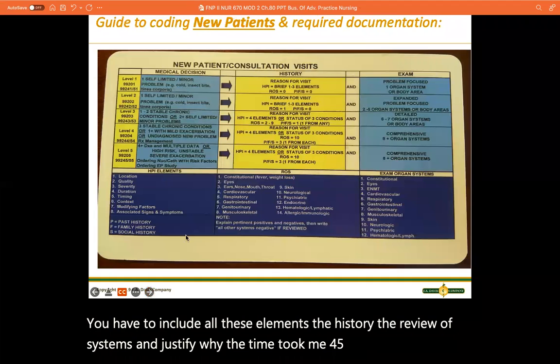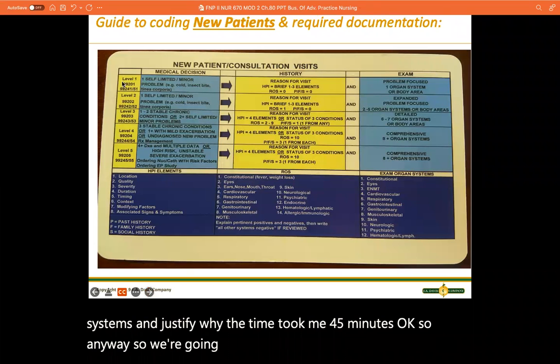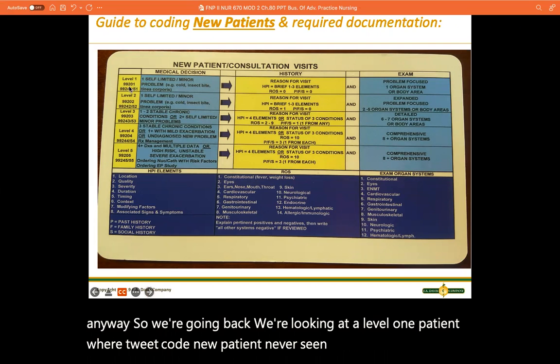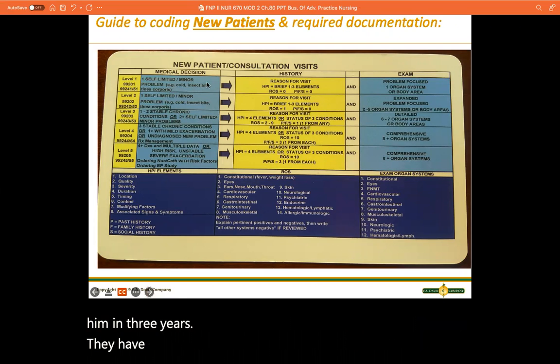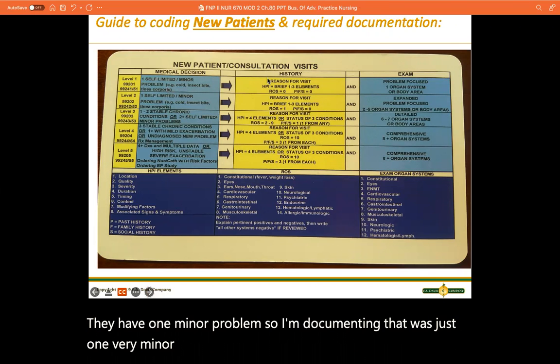Okay. So anyway, we're going back. We're looking at a level 1 patient, which we code as a new patient, never seen him or haven't seen him in 3 years. They have one minor problem. So I'm documenting that it was just one very minor problem: the patient has a cold.